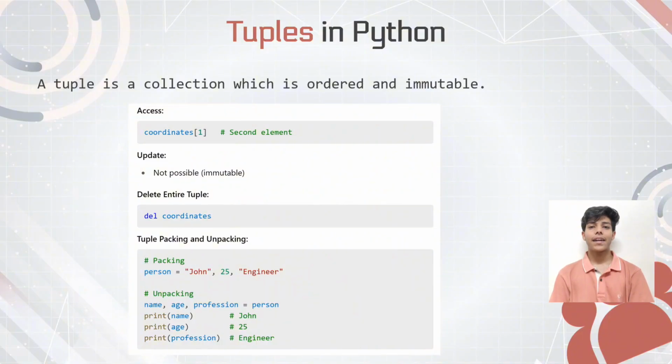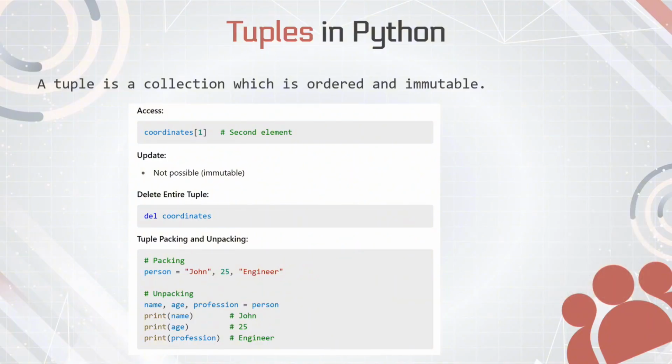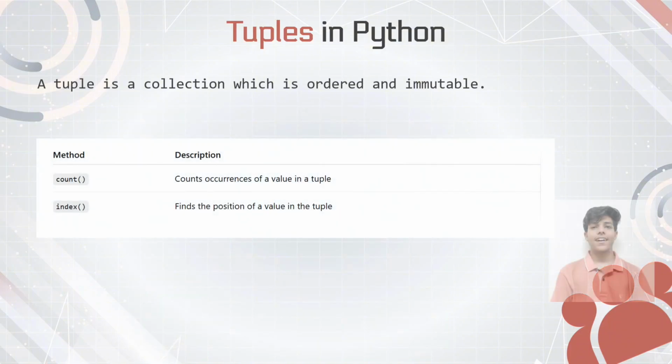The packing and unpacking of tuples is an important concept in which if we specify the tuple on the left hand side and on the right hand side if we specify multiple elements, it is known as the packing of tuple. While if we specify multiple elements on the left hand side and specify the tuple on the right hand side, it is known as the unpacking of tuple as specified here. Count and index are two tuple methods which I have specified here.